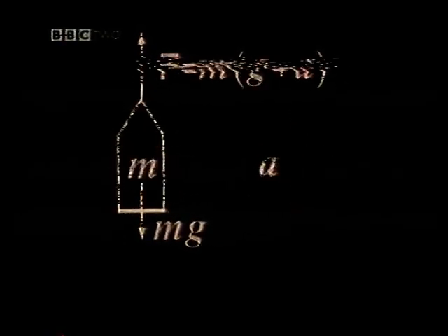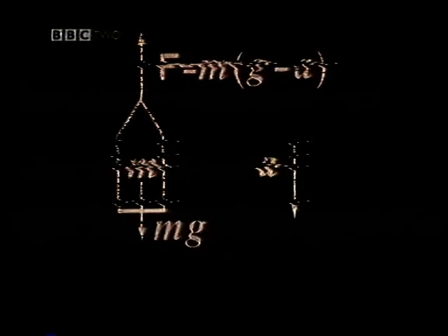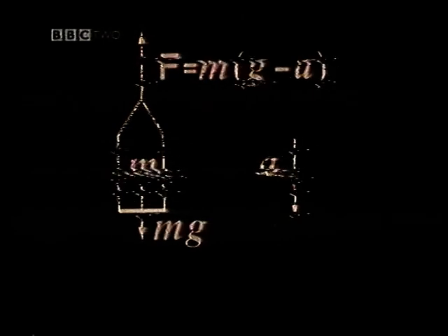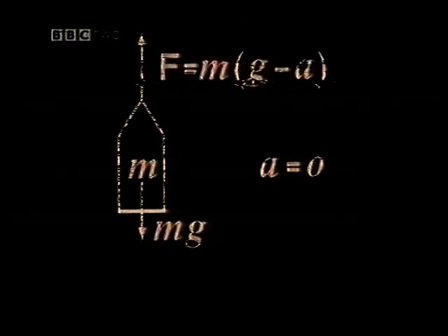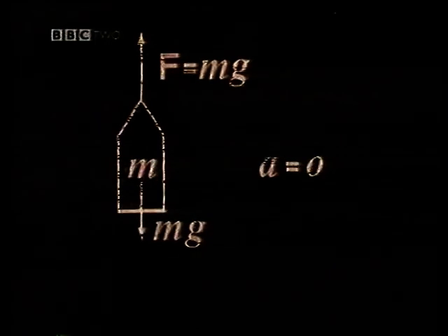But if A is downwards, then it takes a negative value. This gives the minimum value for F. When the cage is moving with constant velocity, or when it's stationary, there is no acceleration. With A = 0, F is simply mg. So the loading on the cage and the kinematics of the lift determines the maximum tensile load on the rope.